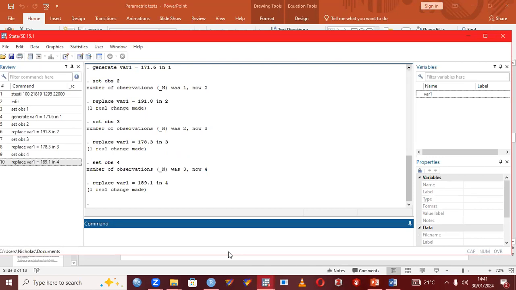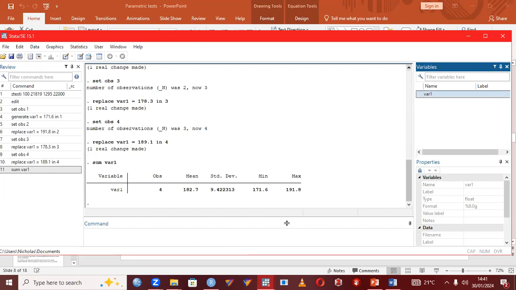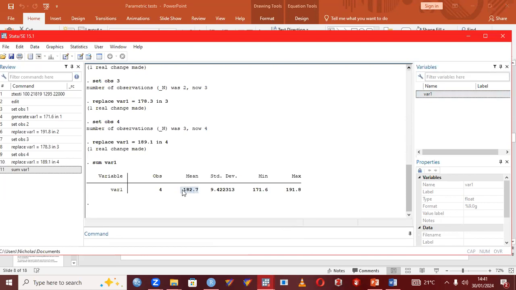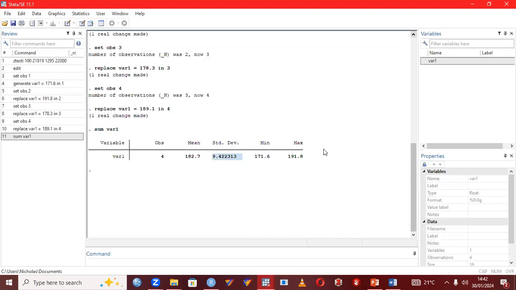If you look at its mean, you just say sum, summarize this variable 1, and it gives us the mean. The mean is 182.7. That's the mean. And the standard deviation is 94.22313. That's the standard deviation we're going to be using. Is that okay? And the t-test is t equal to the mean minus the hypothesized mean over the standard deviation over root n.